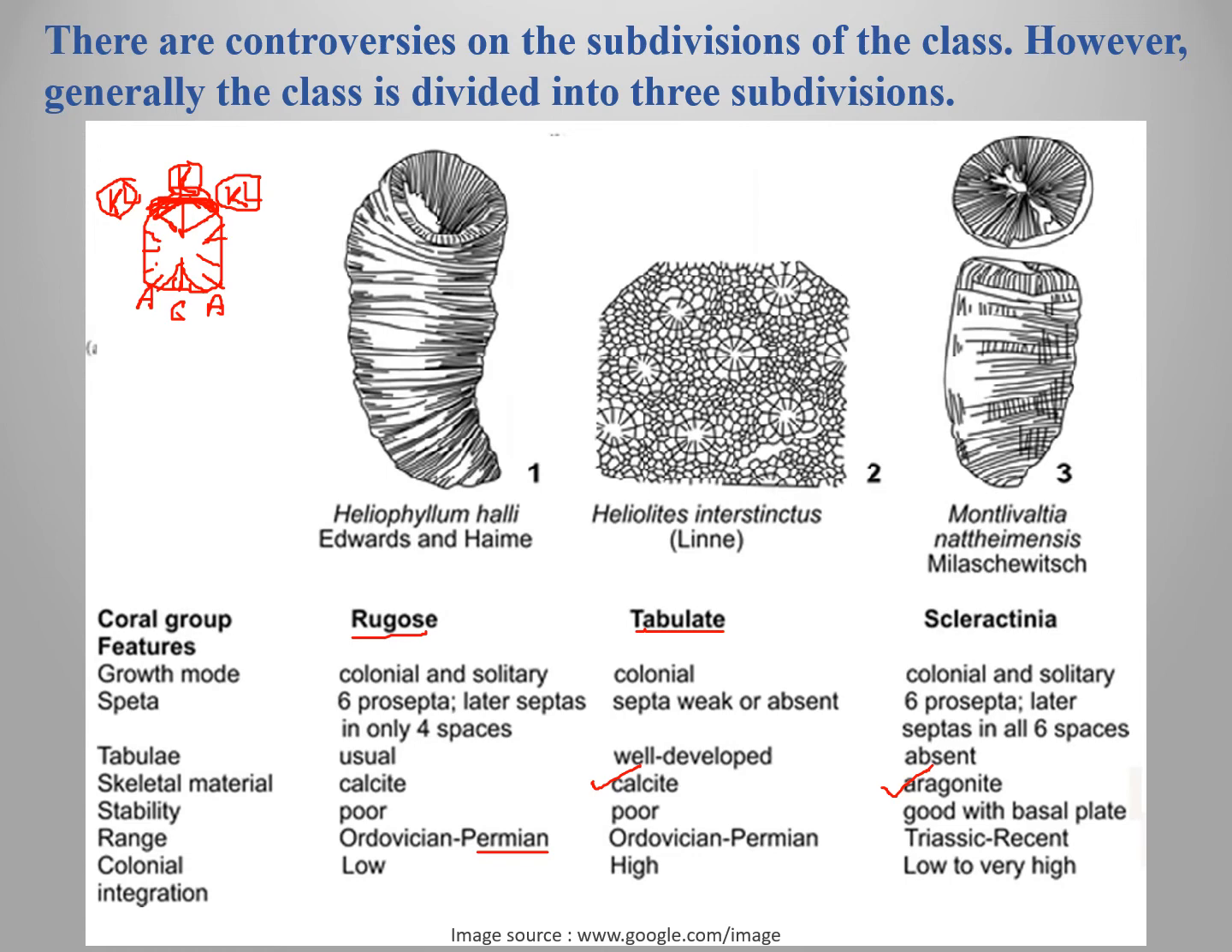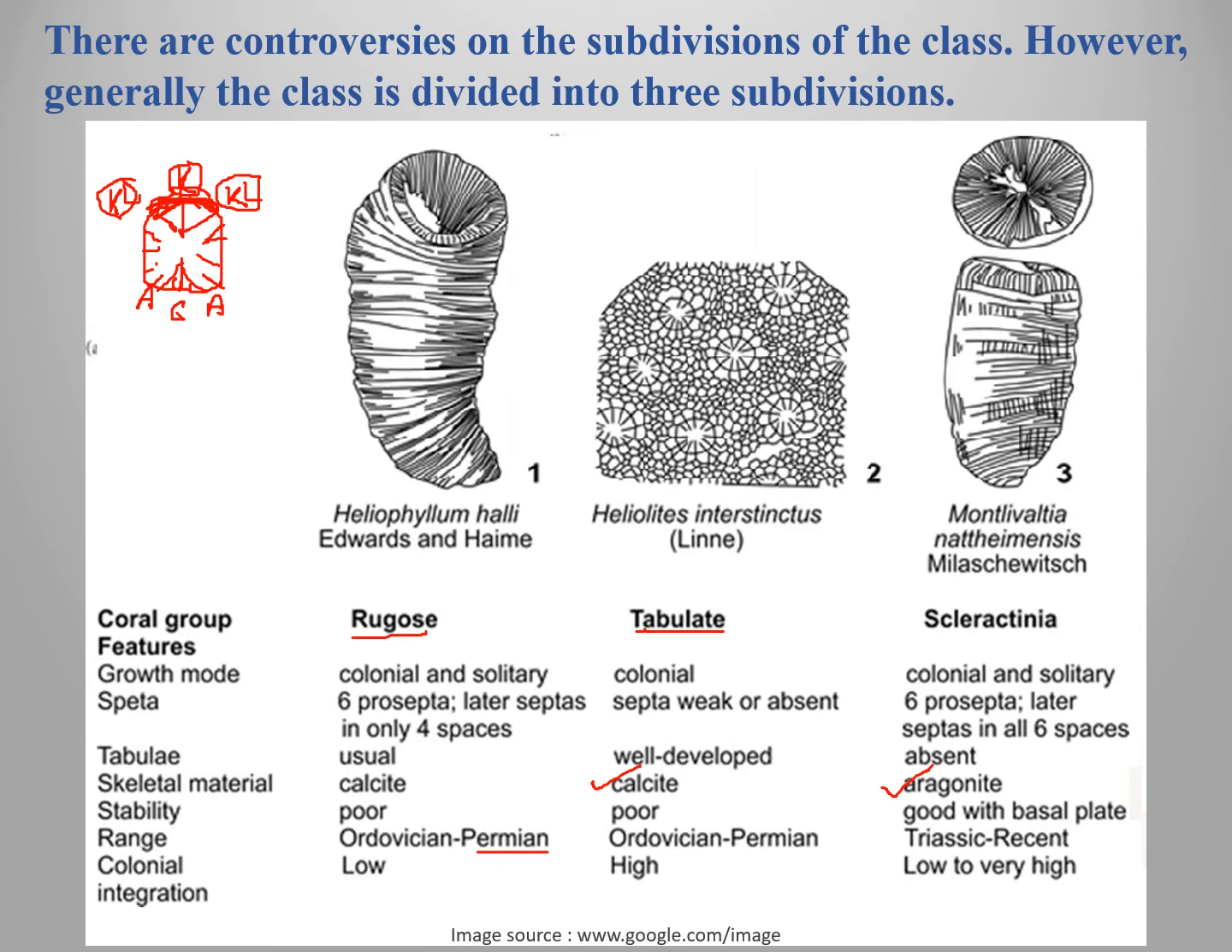Both solitary and colonial types are found. In Scleractinia corals, apart from the six prosepta, metasepta are also found, and the metasepta occur in all the spaces within the prosepta.